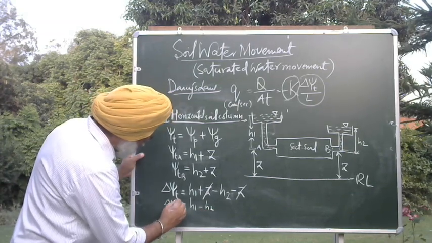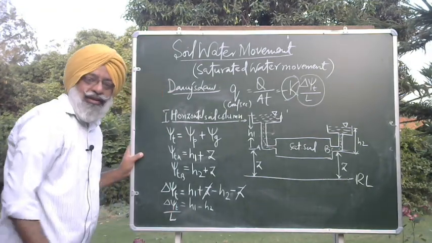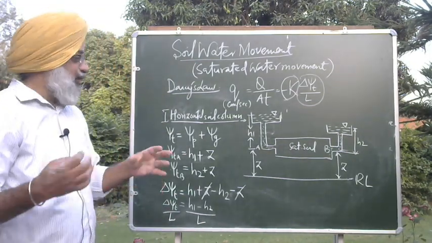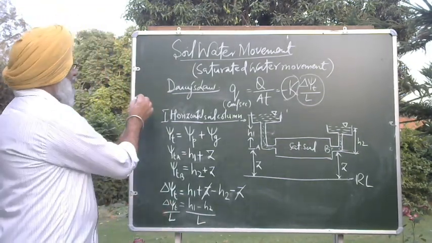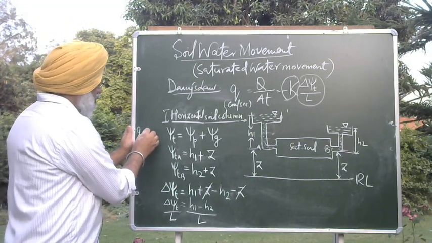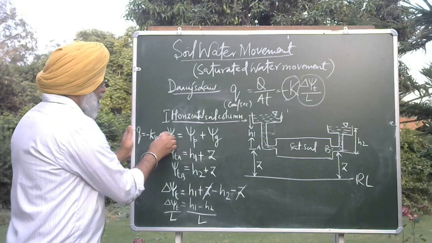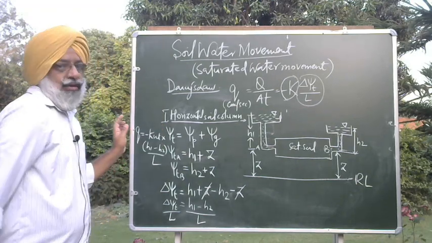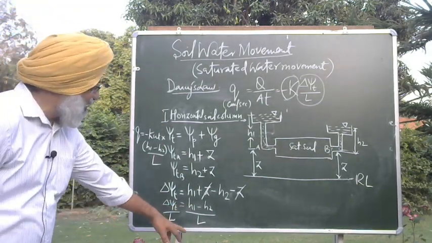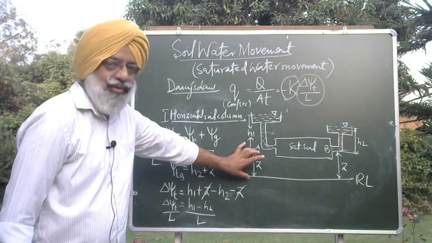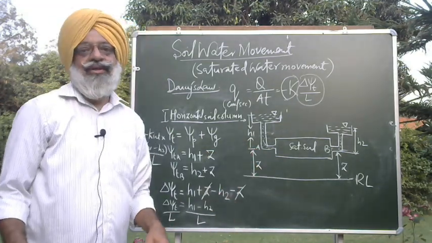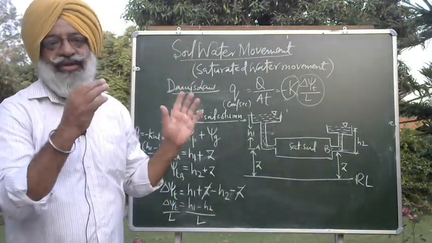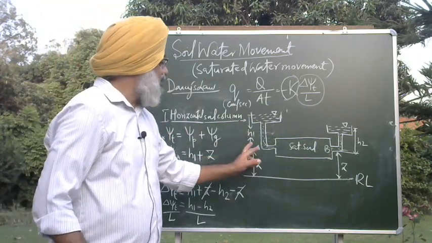And if you divide this total soil water potential by L to make it hydraulic gradient, this will become H1 minus H2 divided by L. This is now the hydraulic gradient, and Darcy's law will be Q is equal to minus A K multiplied by H1 minus H2 divided by L. So in a horizontal column, what we call gravitational potential got eliminated because the 2 points were at the same height. So there was no difference in gravitational potential at A and B.